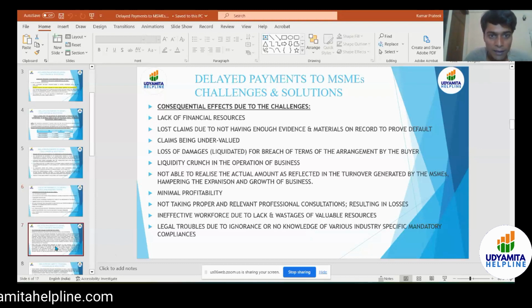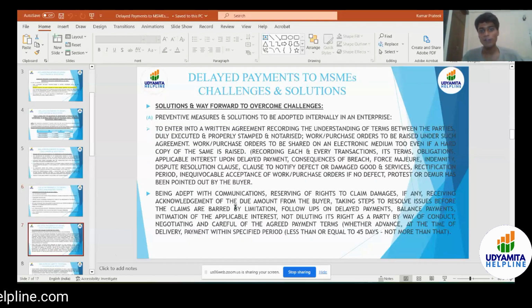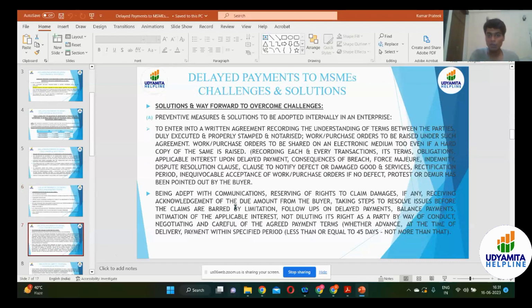Moving on to my next slide. Solutions and way forward to overcome challenges. Preventive measures and solutions to be adopted internally in an enterprise. So these are the cumulative ideas of what we have stated, all the solutions and way forward to overcome the challenges of delayed payments. I'll read it down, and I'll also substantiate it briefly, so as to give you a brief understanding.